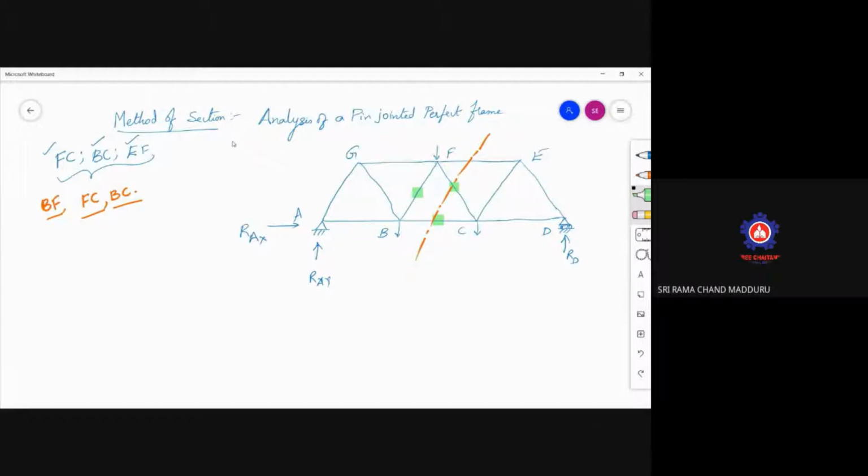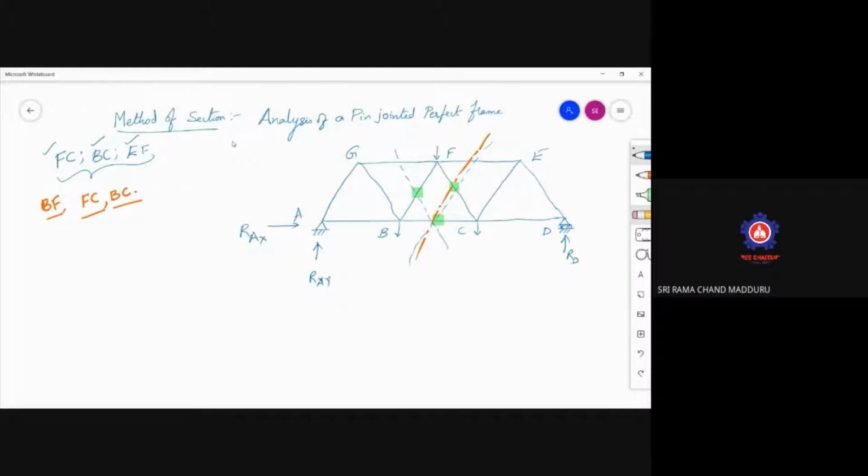So to meet these three members, how could you cut a section? Can I cut a section like this? Just understand here. Can we cut a section like this? No, we can't cut a section like this. So here three members are there. You consider a section. Initially, this is one section, and this is your second section.